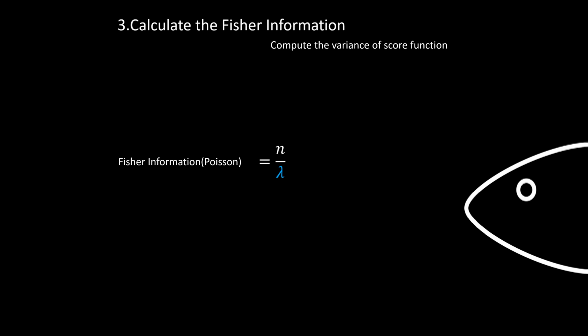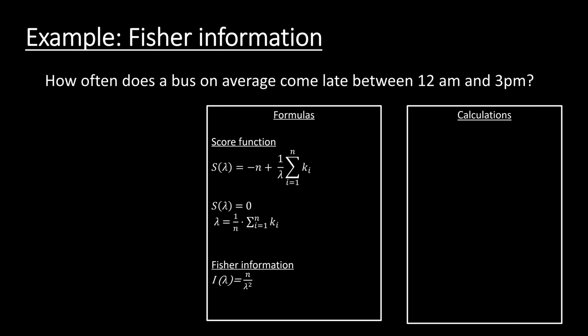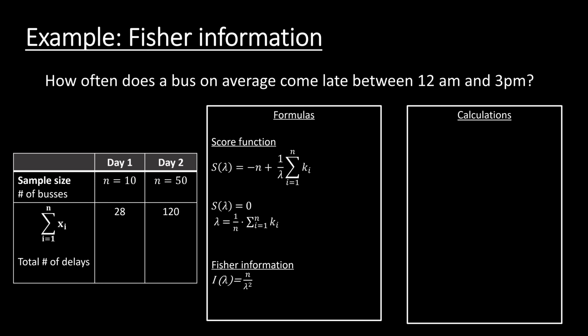Now we are done with the general computations and derivations, but we think that the intuition and interpretation behind the Fisher information will become much clearer when considering our previous example again. So let's just do that. Suppose that Mr. Miller is the chef of a bus company who wants to know how often his buses are late on average. For that, he wants to estimate an average value for the number of delays of a bus in the time interval between 12 a.m. and 3 p.m. On his first day, he observes 10 buses.